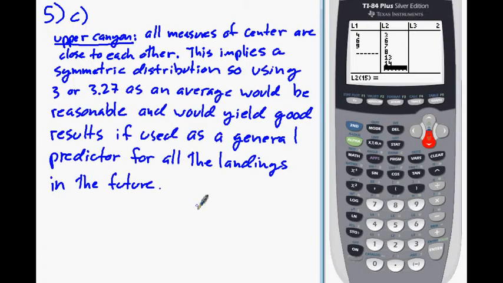So here I've written out part of my answer for C. For the upper canyon, all measures of center are close to each other, as we said before. This implies a symmetric distribution, so using either 3 or 3.27 as an average would be reasonable and would yield good results if used as a general predictor for all the landings in the future, which of course is what we hope for when we have measures of central tendency, is that they describe fairly well most of the data. And that seems to be the case for the upper canyon.